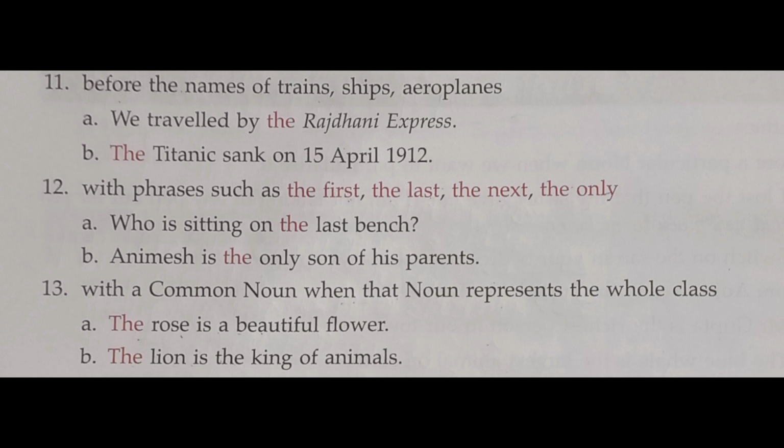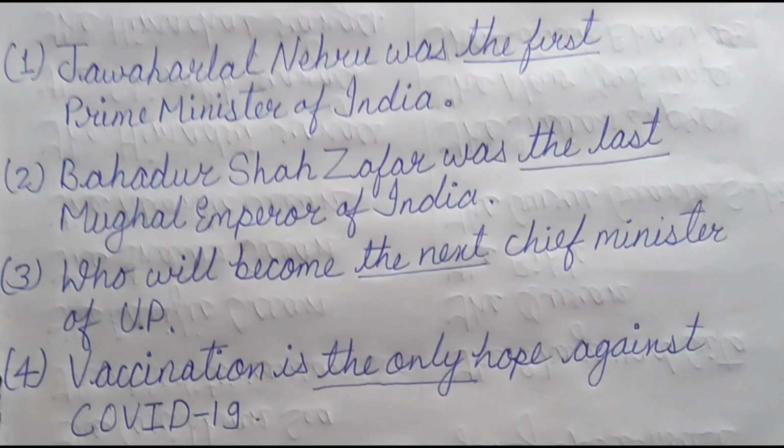Article the is used with phrases such as the first, the last, the next, the only. Let us see some examples. Number 1. Jawaharlal Nehru was the first Prime Minister of India. Number 2. Bahadur Shah Zafar was the last Mughal Emperor of India. Number 3. Who will become the next Chief Minister of UP? Number 4. Vaccination is the only hope against COVID-19, etc.